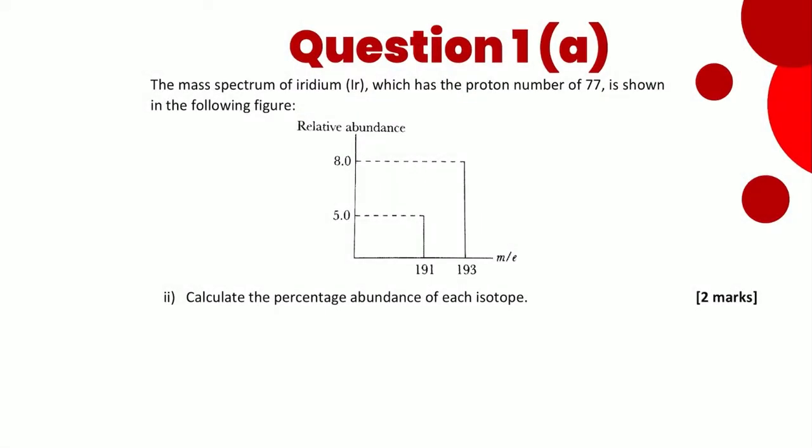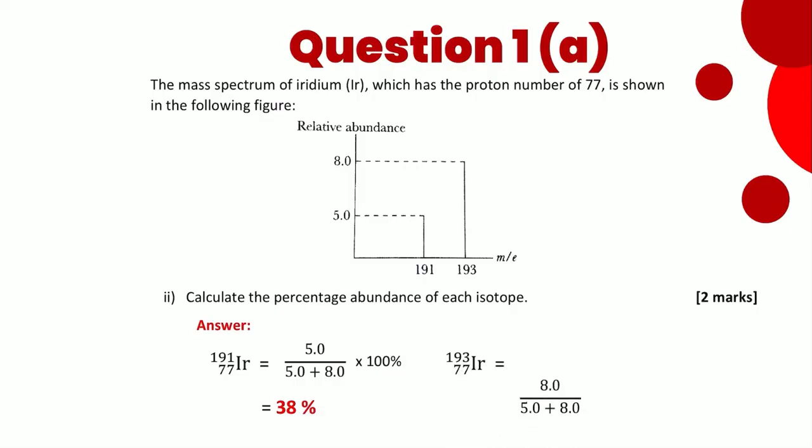Next, we have to calculate the percentage abundance of each isotope. The spectrum is given in terms of relative abundance on the y-axis. So you have to calculate the percentage abundance for each isotope by comparing to their relative abundance. So we have the first isotope, which is iridium 191. We have 5.0 as the relative abundance for this isotope. You times it with 100%. So you have 38% for the percentage abundance of iridium 191.